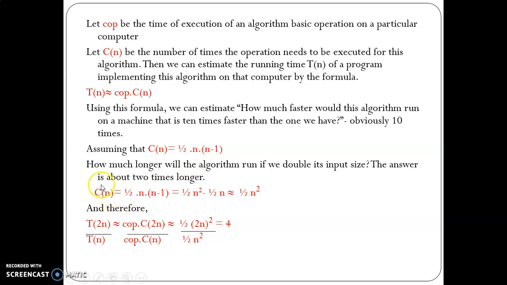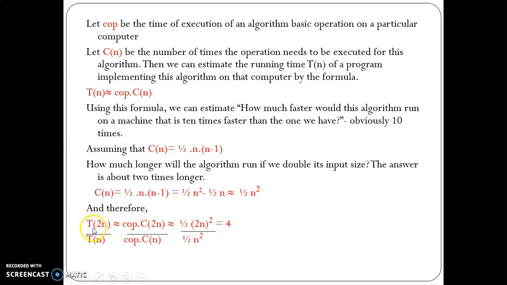We have taken the value of C(n) to be half into n into n minus 1, and we can open these brackets, so we get half into n square minus n, and we multiply the half also, so we get half n square minus half n. Basically, we have multiplied this n with this n minus 1. So we have got this value, and we will approximate it. We will take the highest degree of n and drop the rest of the terms over here. So we get half of n square. So C(n) is approximately equal to half of n square.